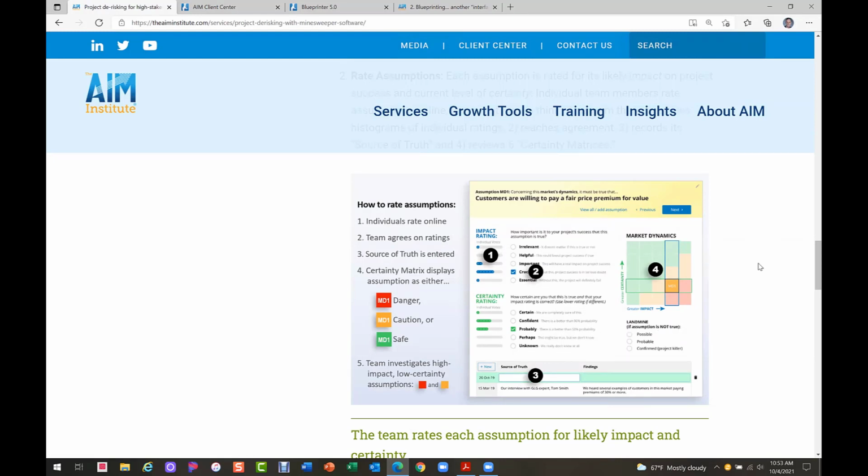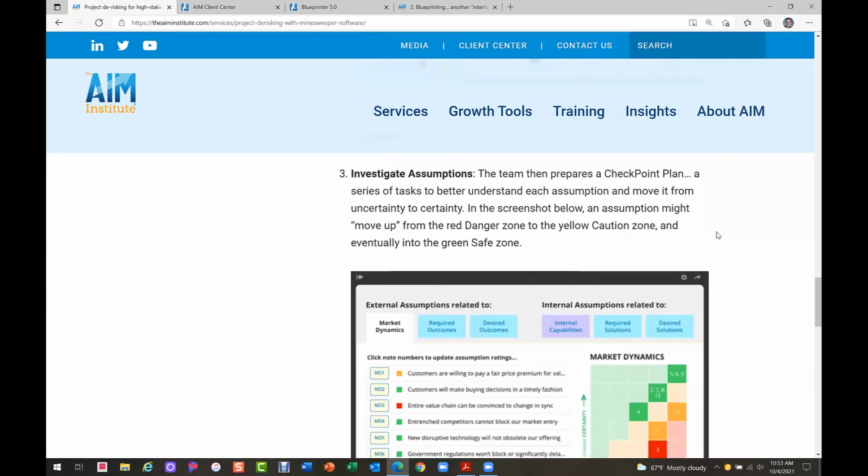And then we have a group, the team then rates them. So there's some really interesting things we've learned about how to avoid groupthink and get a very fair assessment. Now we're interested in the ones down in the yellow and red area here, the danger, caution, things that are high impact assumptions that could really hurt our project, and the certainty is relatively low. Then what we do is we investigate those.